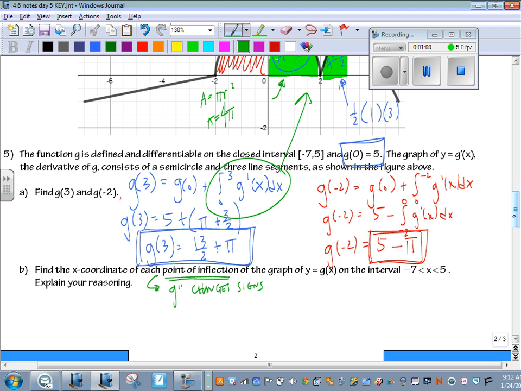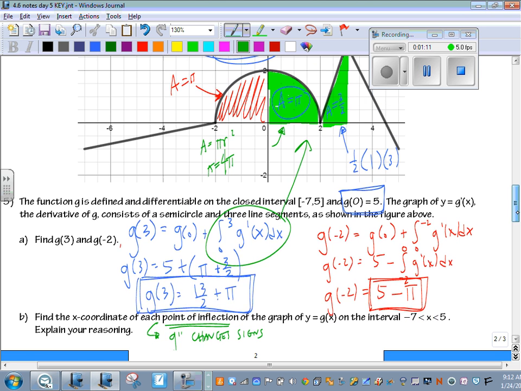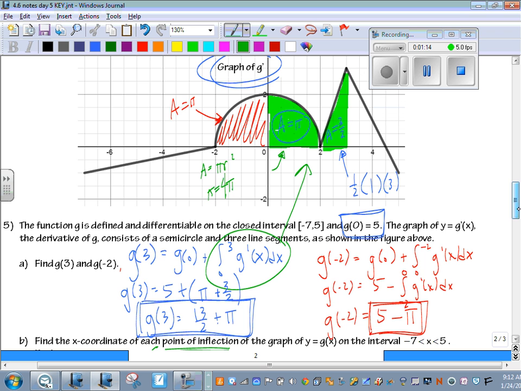So we need to look at this graph and figure out when does the second derivative change signs. Well, second derivative would be the derivative of the first derivative. That's what we have here in the graph. We have the first derivative. So our second derivative is the derivative of this, which means it's the slope of this graph.